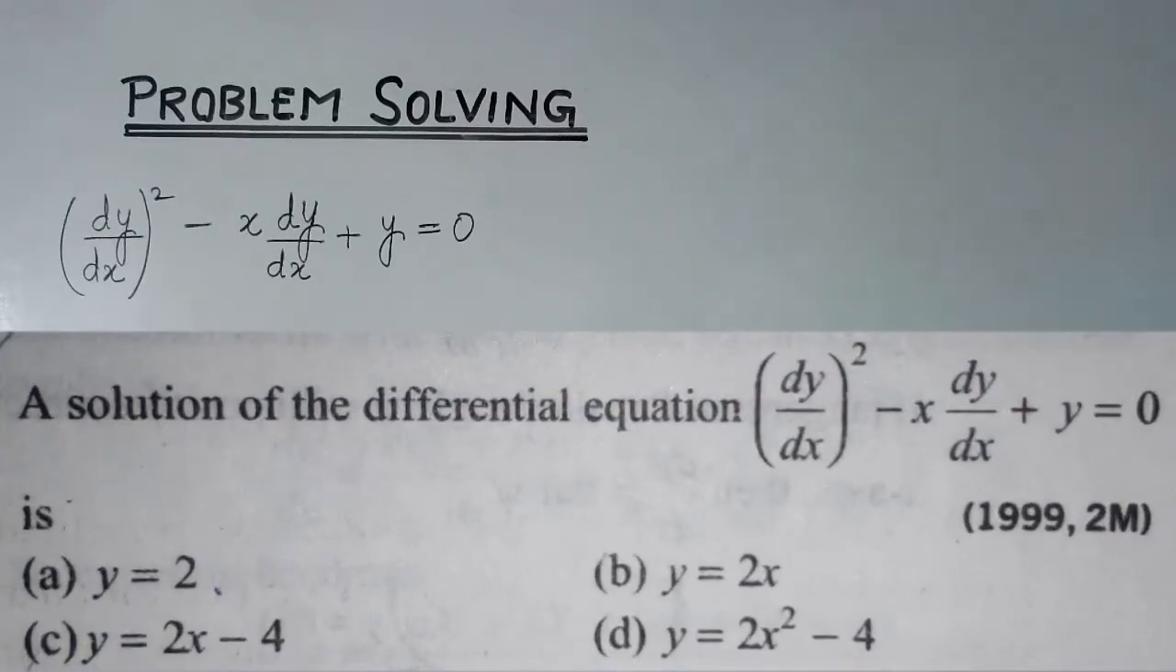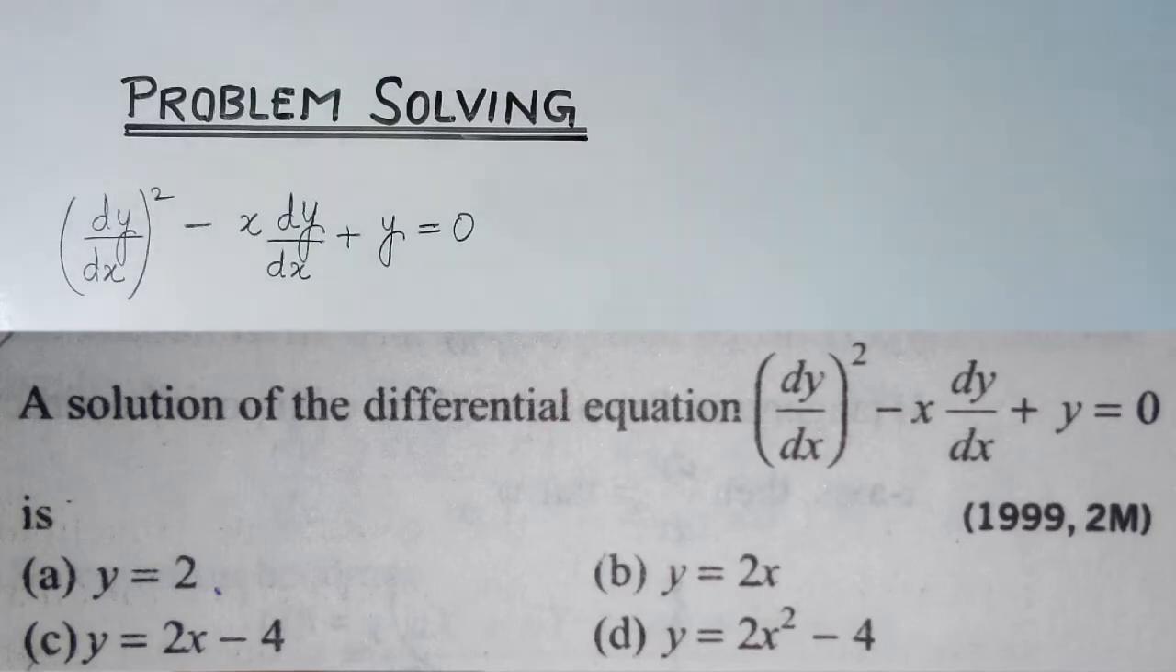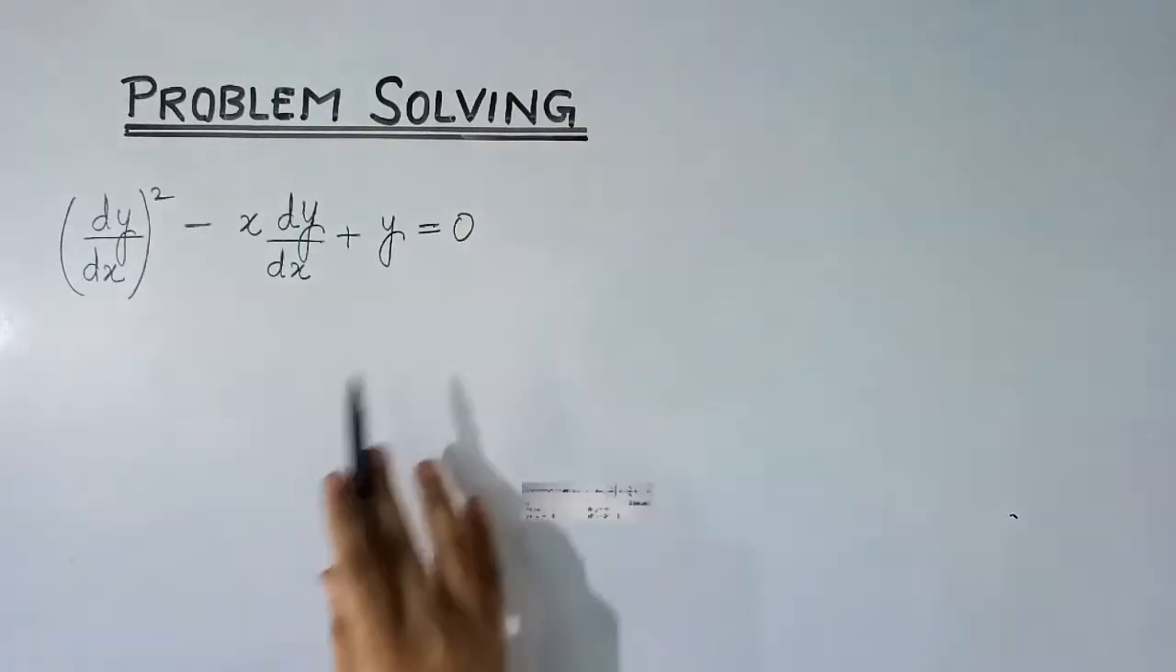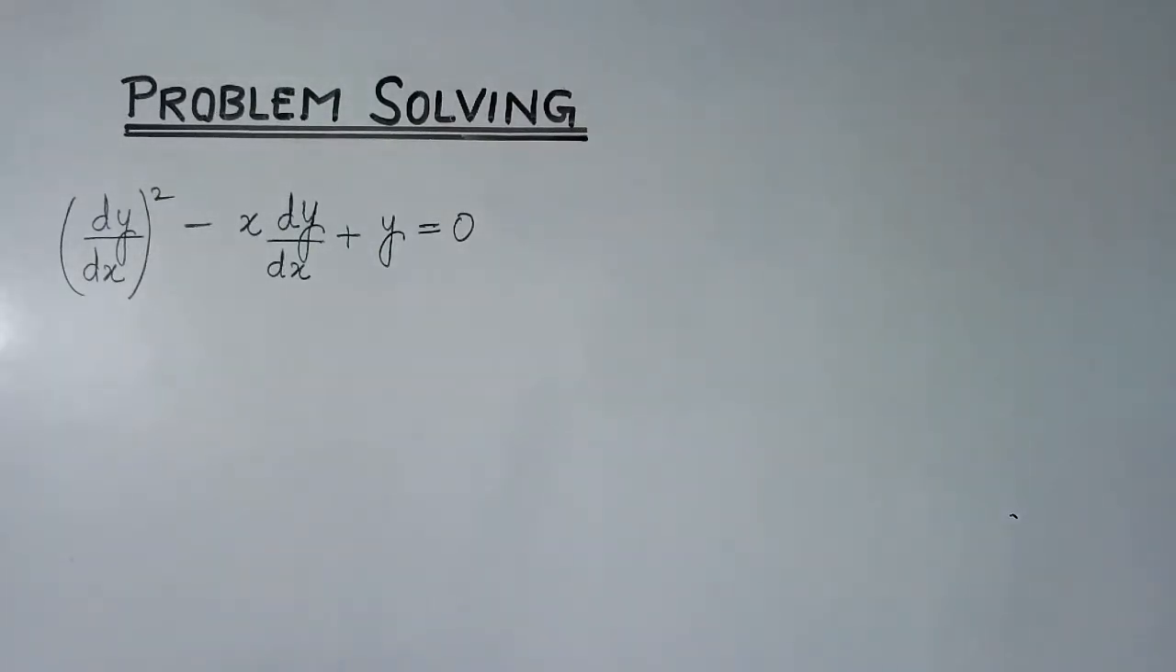Now the second question is the solution of the differential equation (dy by dx) whole square minus x dy by dx plus y is equal to 0, and there are 4 options. First is y is equal to 2, second y is equal to 2x, third y is equal to 2x minus 4, and fourth y is equal to 2x square minus 4, and the question is available on the screen.